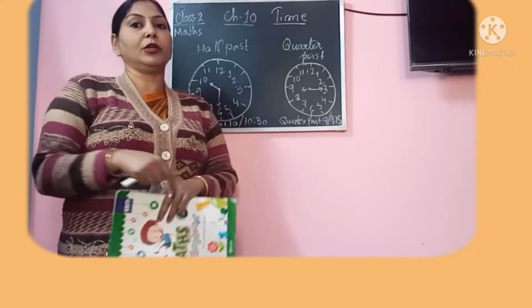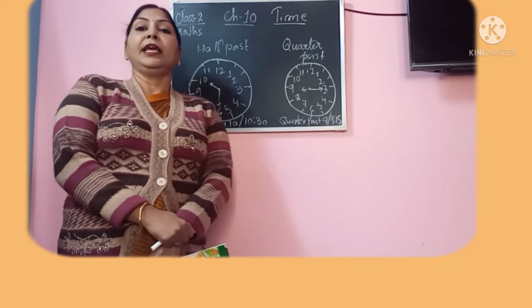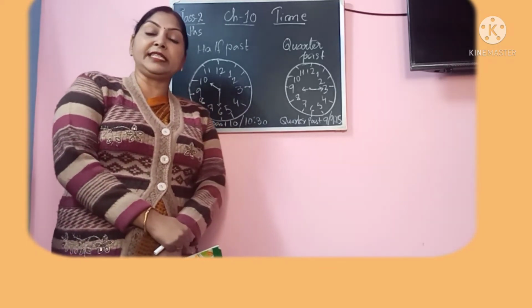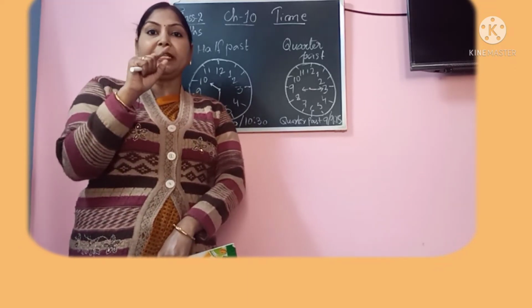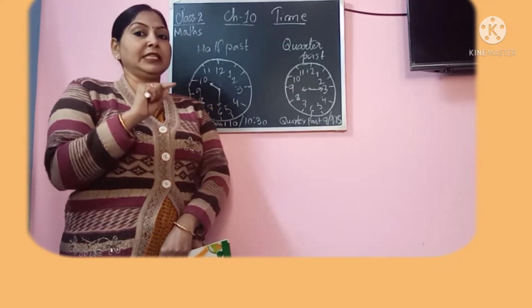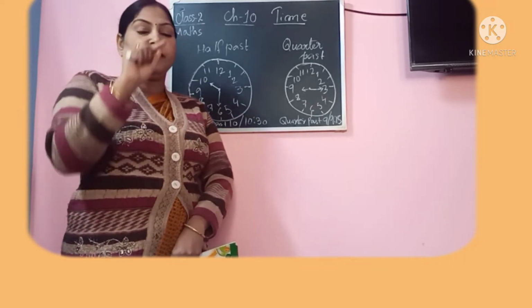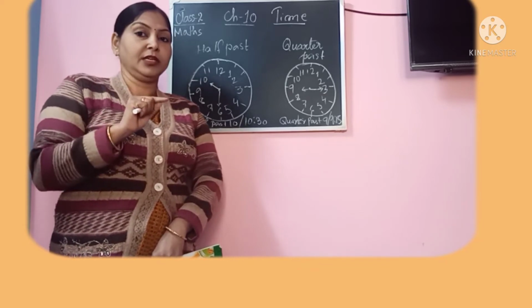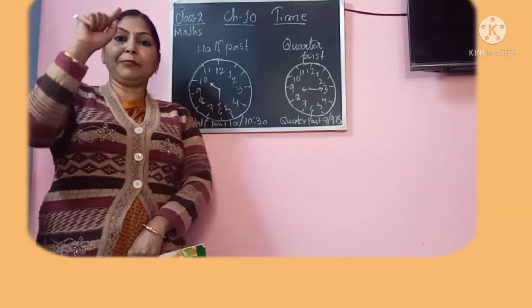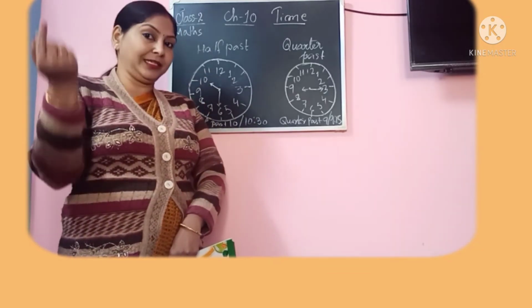Half past time concept, what is it? Half past means we know that in 1 hour there are 60 minutes. When the clock completes 30 minutes, that means it has completed half an hour. Since it has completed half of 60, that is why we call it half past.